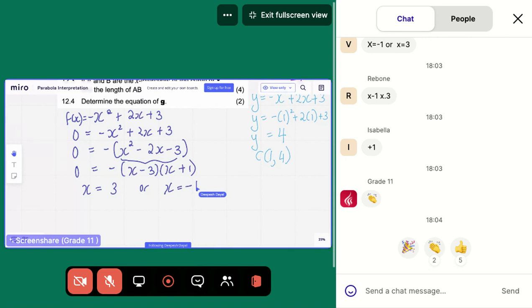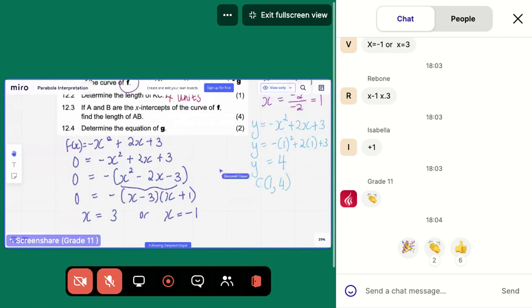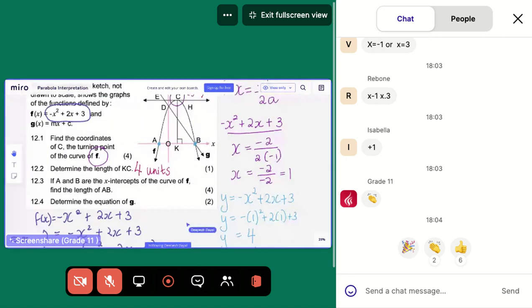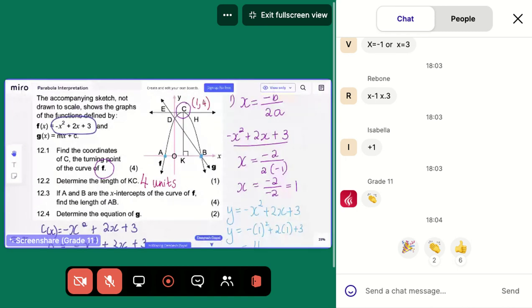Let's go back to our diagram. Here's our diagram, and let's plug in the values. So we've got minus 1 here, and B is 3. So if A is minus 1 and B is 3, what is the length of AB? Just let me know what you think. What is the length of AB?